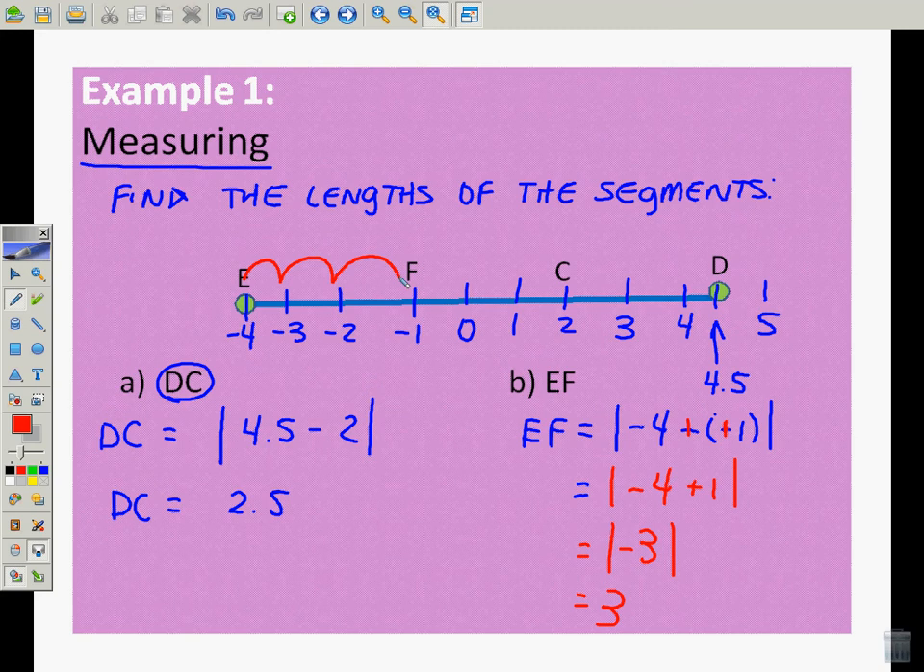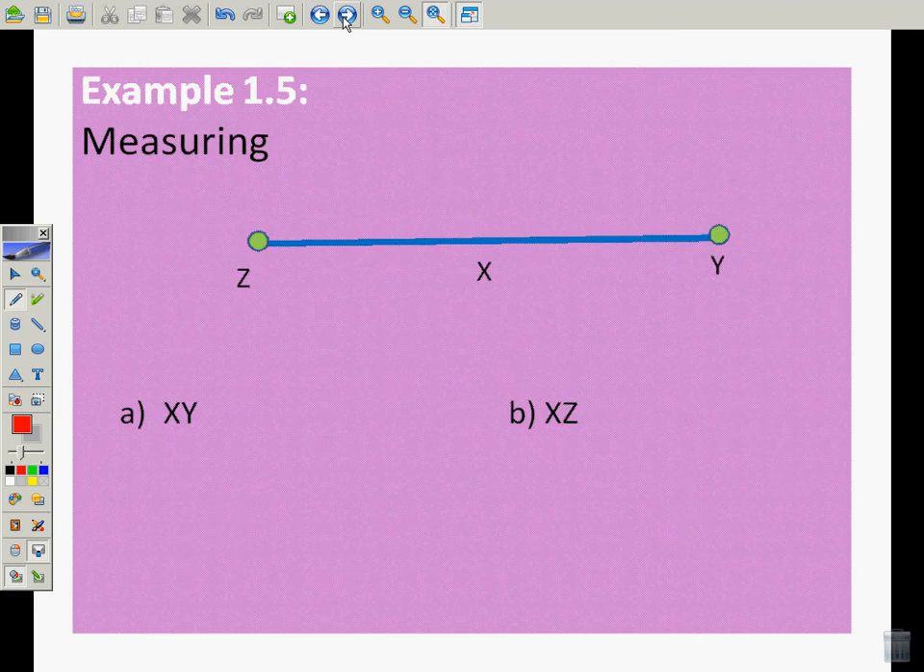Now, something for you to do. If you didn't pause on that last one, I definitely want you to pause right here. I definitely want you to take some time. I'm going to fill in these values here, but go ahead and copy this example down. We're doing the exact same thing. Finding the lengths of the segments.